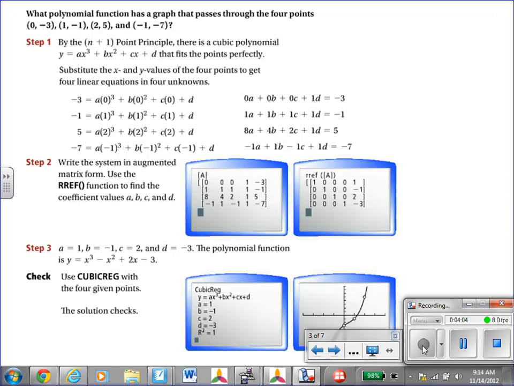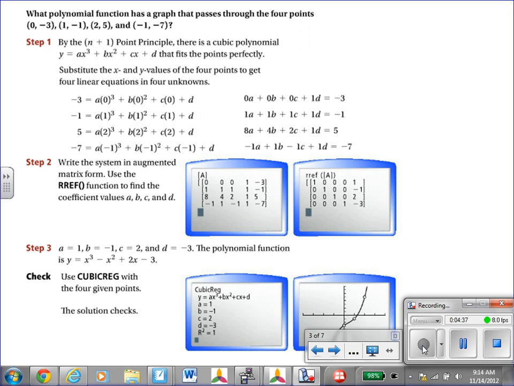All right, here's an example of a problem of multiple ways that you can use your calculator to find a function. So here it says, what polynomial function has a graph that passes through the 4 points? If there's 4 points, what kind of function are we going to have? Cubic. Cubic, right? Remember we subtract 1. Okay, cubic. So by the n plus 1 point principle, there's a cubic polynomial, and that's how you write it, ax cubed plus bx squared plus cx plus d, that fits those points perfectly. I don't know if you remember this. You guys remember matrices? Yeah. Okay.